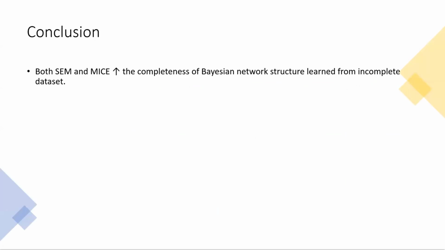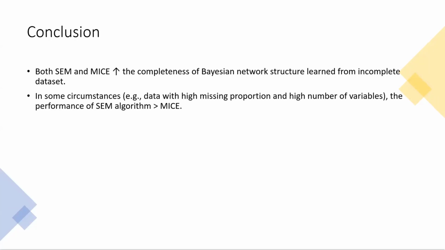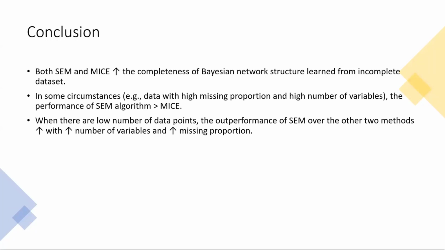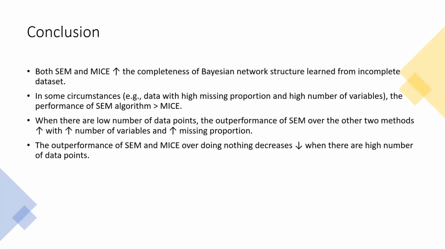So we can get some conclusions from this simulation study. Both the SEM algorithm and the MICE approach improve the completeness of Bayesian network structure learned from incomplete datasets. And in some circumstances, for example, when data have a high missing proportion and a high number of variables, the performance of the SEM algorithm is better than MICE. And when there are a low number of data points, the outperformance of SEM over the other 2 methods increases with the increasing number of variables and missing proportion. The outperformance of SEM and MICE over doing nothing will decrease when there are a high number of data points. So overall, the SEM algorithm shows great promise in dealing with missing data, especially dealing with missing log and random data.